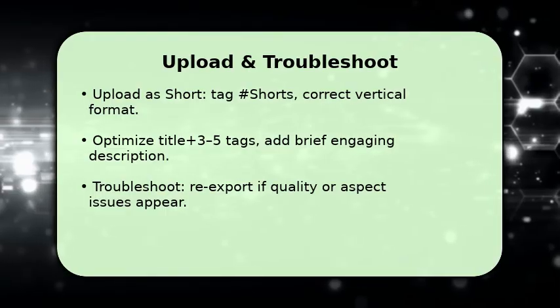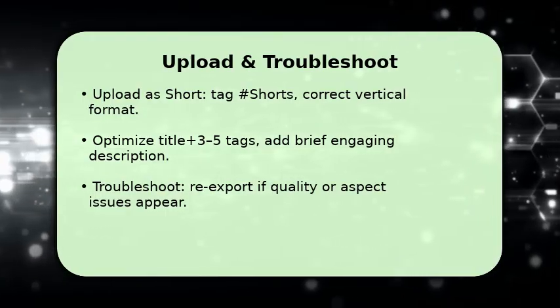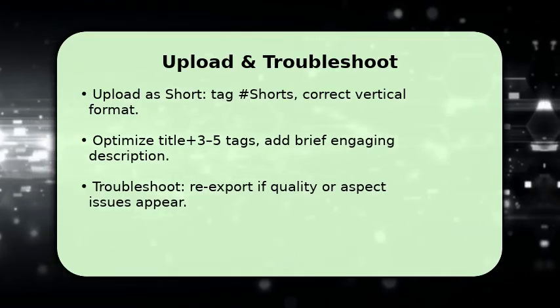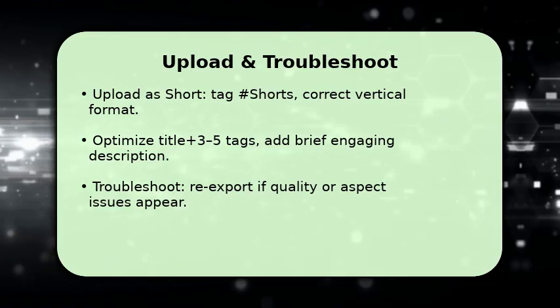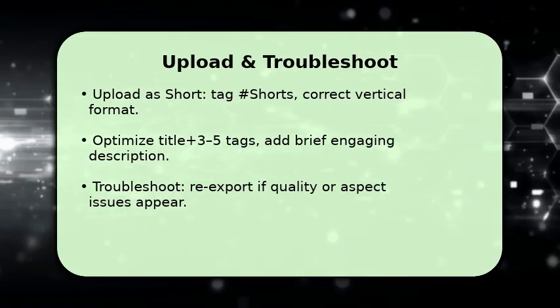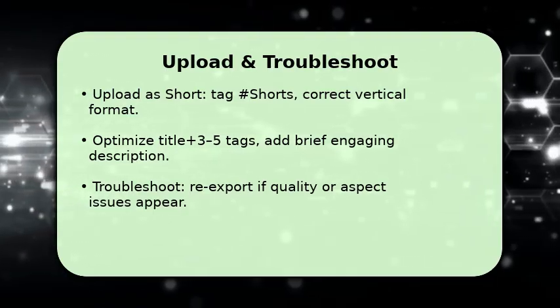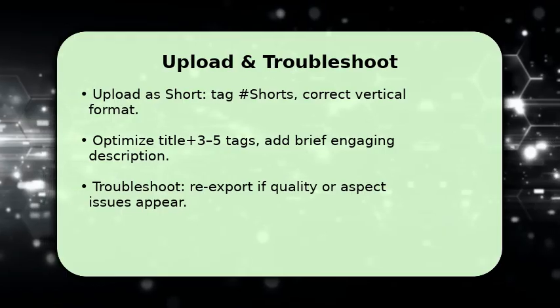Now upload the vertical file to YouTube and include hash shorts in the title or description so it's discovered as a short. Write a concise, intriguing title and add 3-5 relevant tags. Include a one-line description with context or a call to action. Monitor the first hour for playback quality and thumbnail appearance.